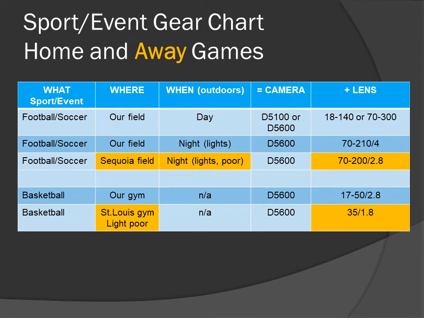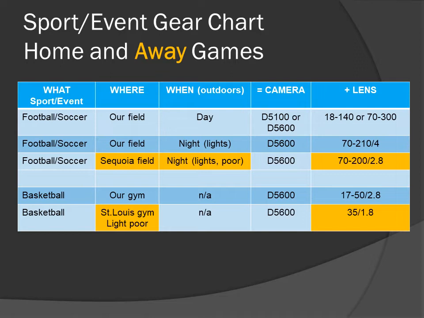Now we make a change. We add away games. Third line for soccer and football, we have Sequoia Field. Here's the reason. Night, lights poor. The lens you need, 70 to 200 2.8. It's a stop faster than the 70 to 210 f4. This identifies fields and venues where you have light problems.